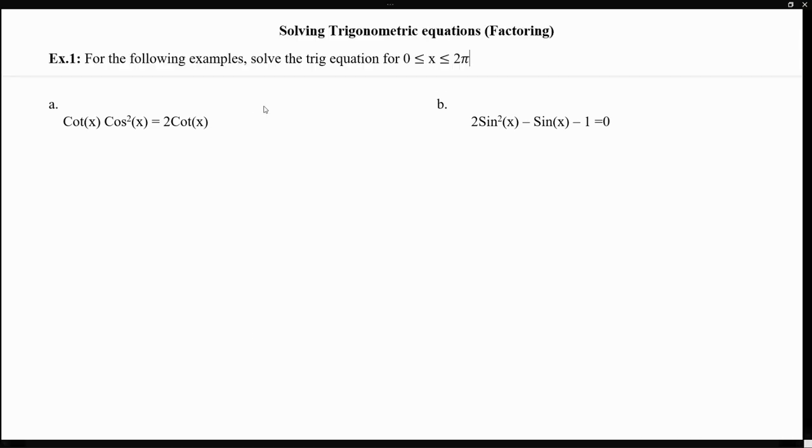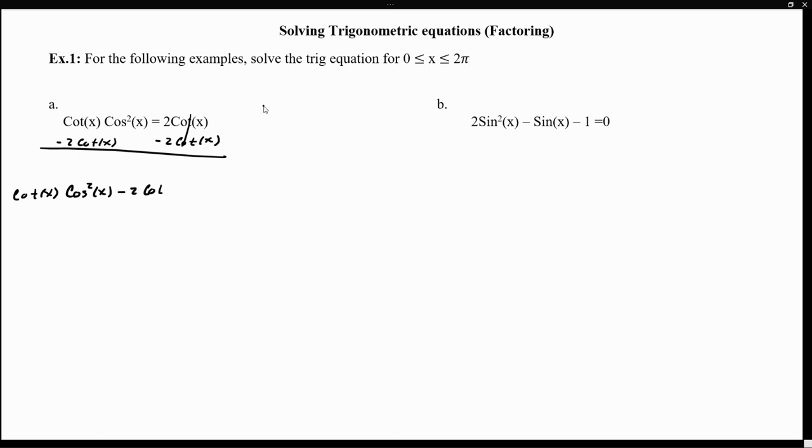So the first thing that we want to do for any examples of this form is to set the equation equal to 0. To set the equation equal to 0, let's subtract the cotangent on both sides. That way this cancels out. So now we're going to have the following expression: cotangent of x times cosine of x squared minus 2 cotangent of x equal to 0.